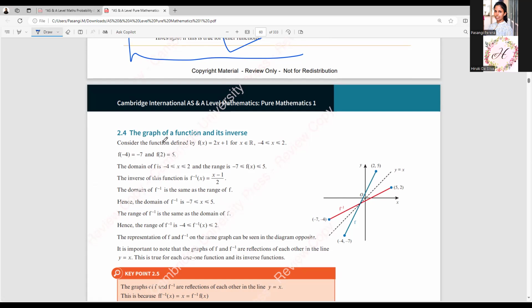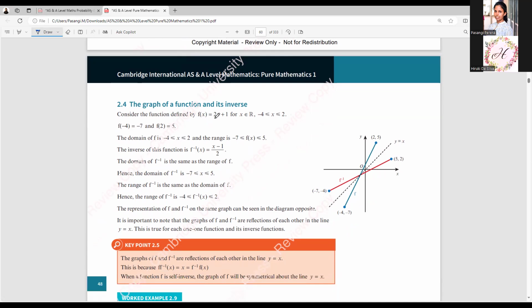the graph of a function and its inverse. So now how it works. Here we consider the function defined by f(x) = 2x + 1 for x in the real numbers, with the domain from minus 4 to 2. Let's assume we have a function to draw, that is f(x) = 2x + 1. They have given the domain as well, from minus 4 to 2.